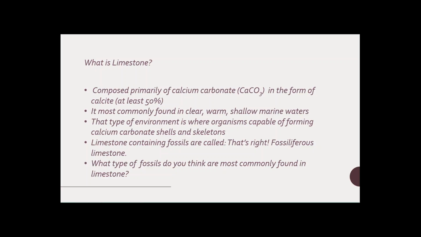It's mostly found in clear, warm, shallow marine waters, so it's the type of environment where calcium carbonate producing animals are going to live. Things like brachiopods, corals, shellfish, basically anything that produces a hard shell, it's going to produce the calcium carbonate that these rocks are made out of. Limestones that contain fossils are called fossiliferous limestones. Based on this, we can make assumptions about the type of fossils that we're going to find in limestones. So do you have any idea what kind of fossils you might find in limestone?